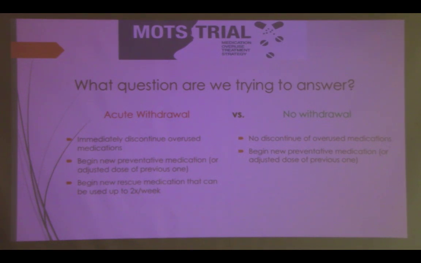So again, we're not trying to scare you or ignore your well-being throughout the trial. We really want to provide you with alternative options that will help you withdraw from your overuse. The other treatment strategy that is commonly used is no withdrawal, which essentially means that you will not be asked to immediately discontinue your overused medications, but you will also begin a new preventative and see if that is able to support or improve your migraine outcomes.